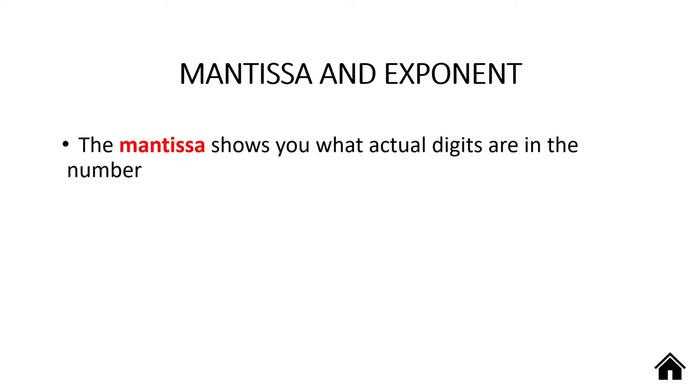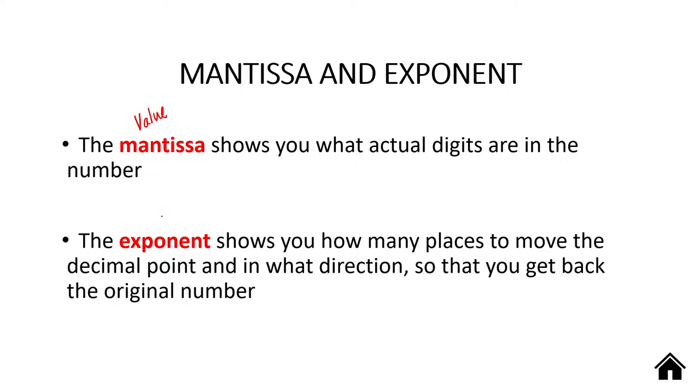So the mantissa shows you what the actual digits are for the number. It's the value of the number. So when you look at mantissa, think the value of the number. When you look at exponents, think about, I don't know, 14 to the power of something. That's an exponent. It's to the power of something. And that tells you how many places to move the decimal point and in what direction. You can actually have negative exponents as well, which is strange, but you'll never get that in your exam. You only get positive ones, so it moves it around.